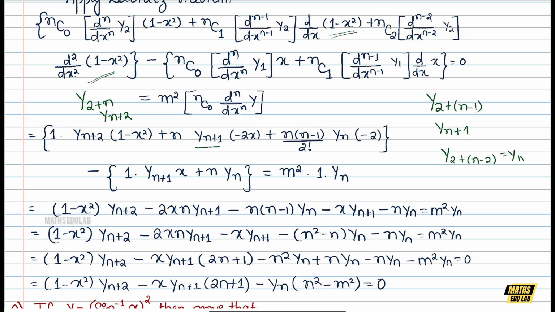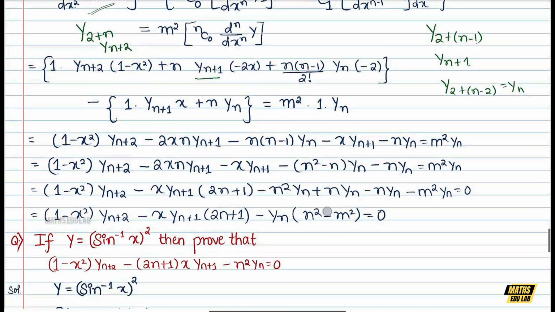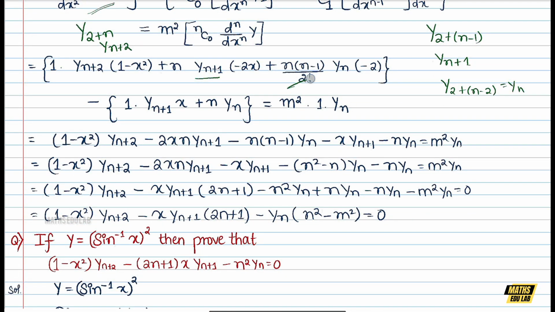The same procedure has to be followed for all the functions. Then in the next step, you see the factorial value of this function, and here the minus 2 will get cancelled out, and by arranging the equation it is written like (1 minus x^2) y(n+2), then here minus 2x n y(n+1).